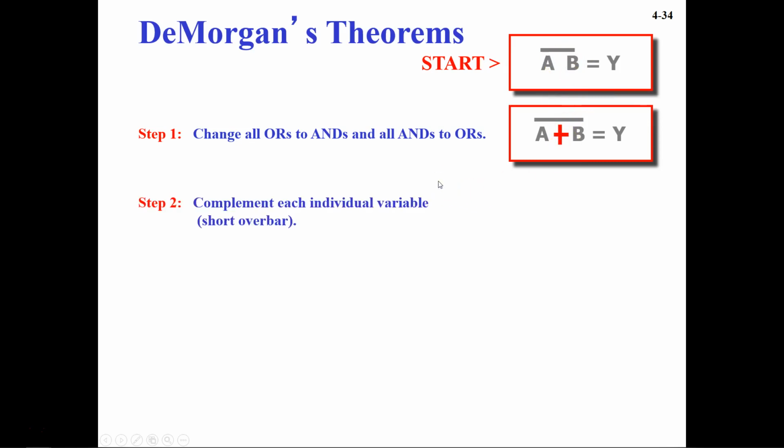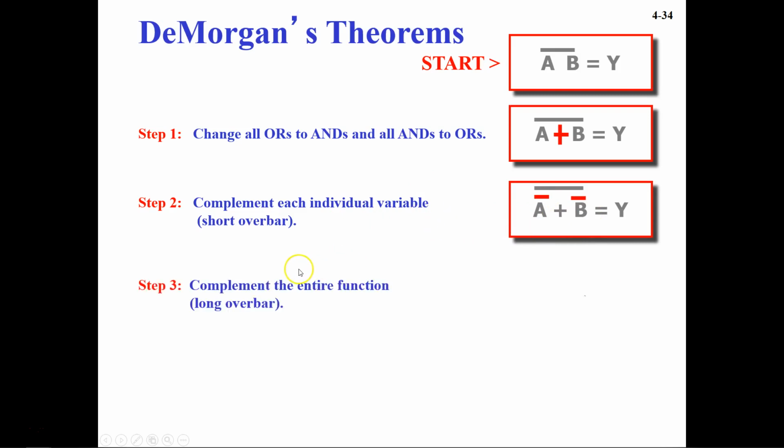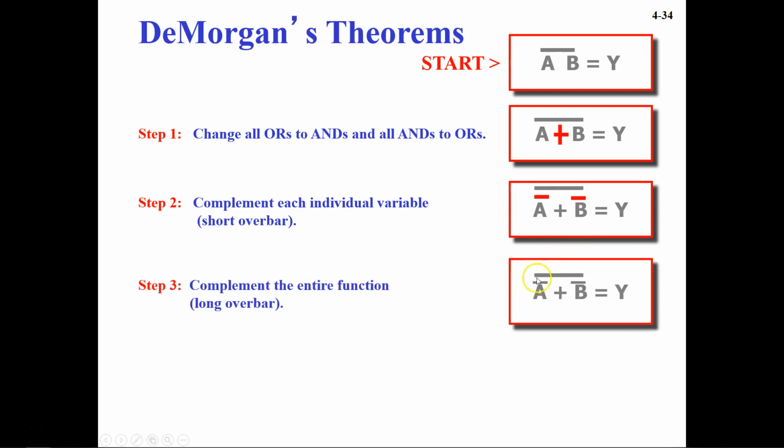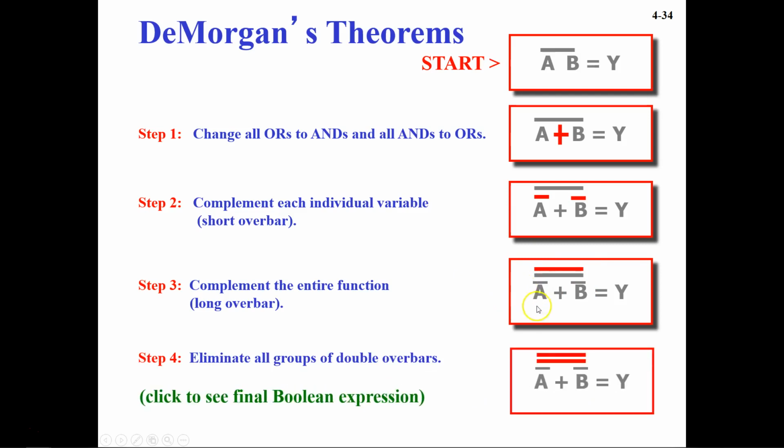And then next is to complement each individual variable. So these are the individual variables, you have to complement them. That's the next step. The third step is to complement the entire function. So you have this thing here. Now in this step you have added a long overbar to these two variables. Now after this, in the fourth step, we are going to eliminate all groups of double overbar.